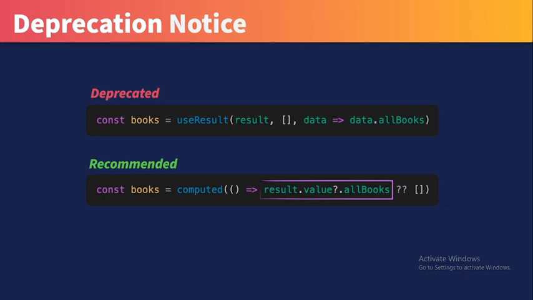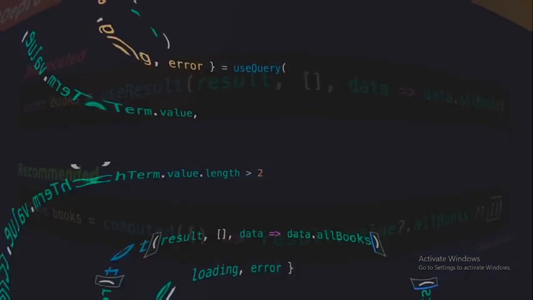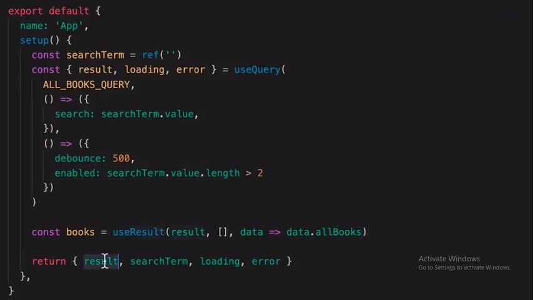We need the question mark after result.value so that this whole thing returns undefined if for some reason result.value is not defined. And then we need this double question mark. It will make sure that if result.value or allBooks is undefined, this array will be returned as a default value. Now we just need to remove result and return books instead.